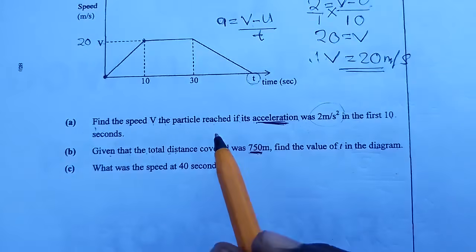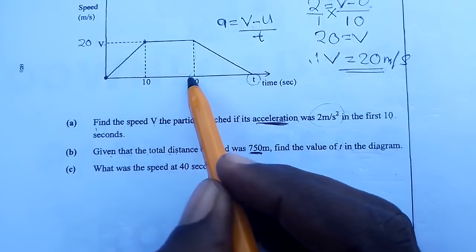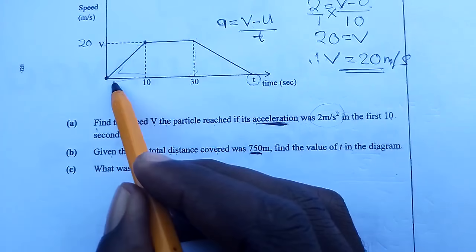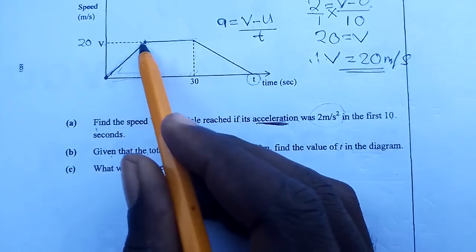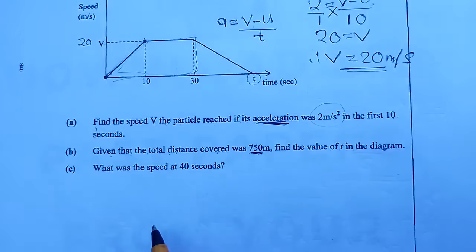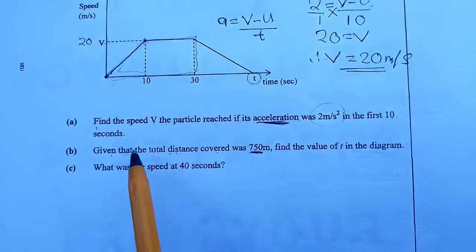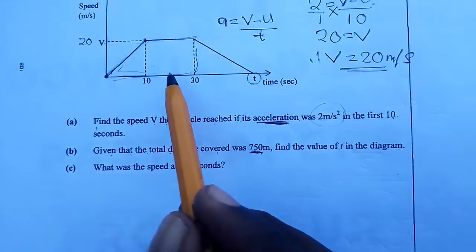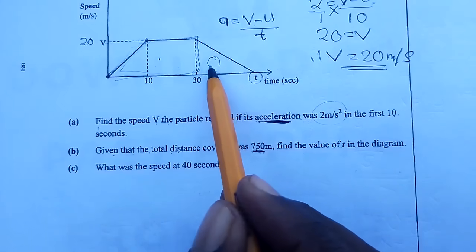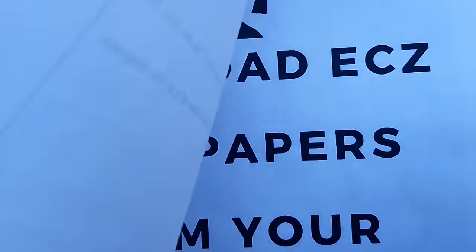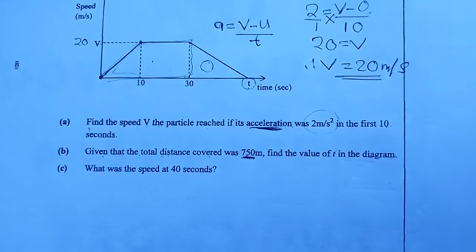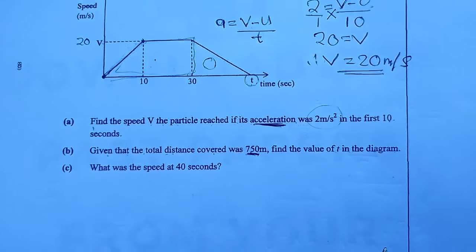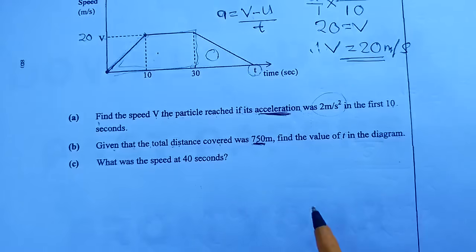Now you are able to calculate from here to there. This is a trapezium, so you calculate that for a trapezium. After you calculate this one, then you say 750 minus that one, for this other part. That's when you'll be able to find the value of t.